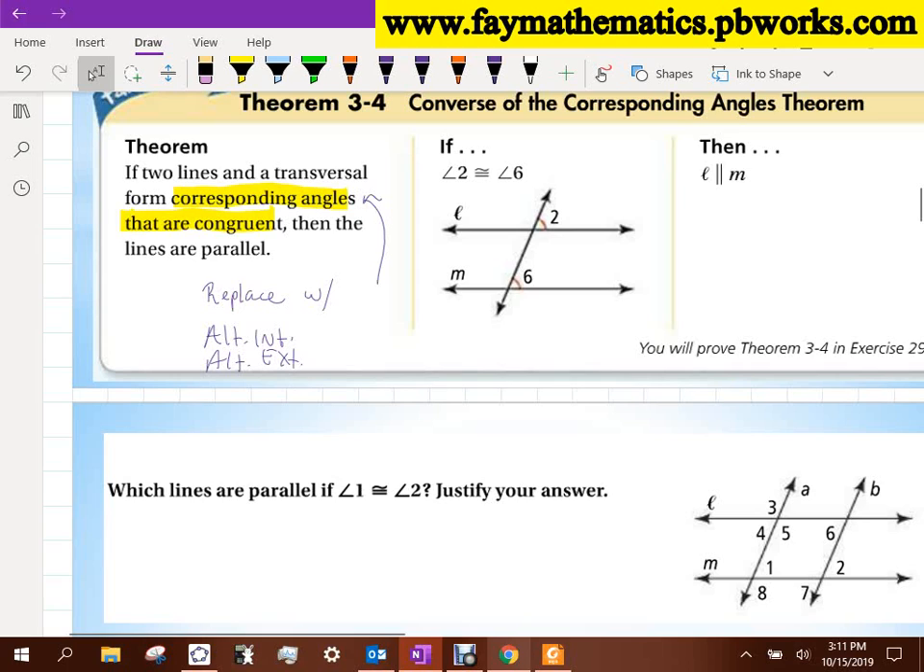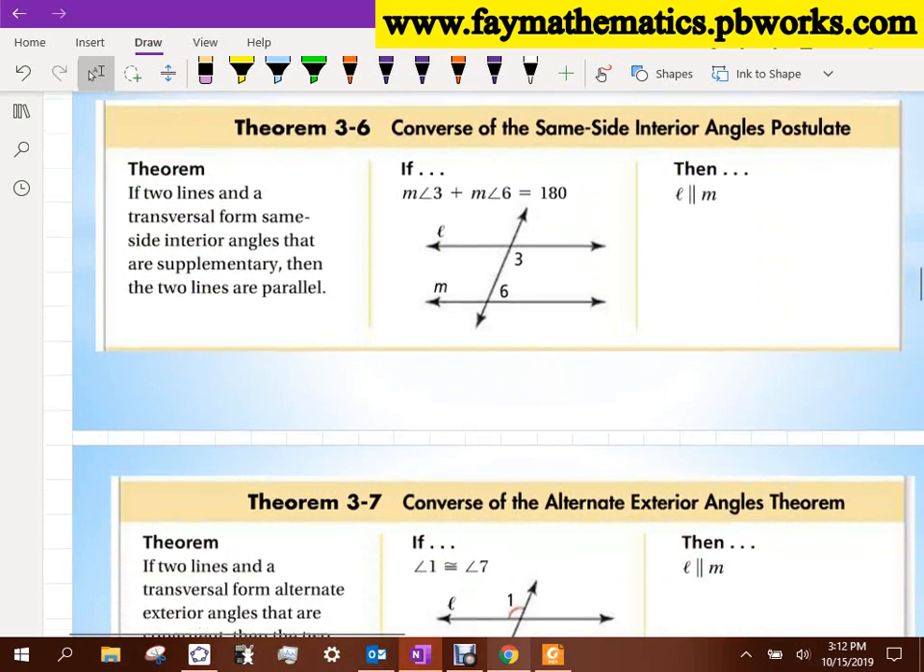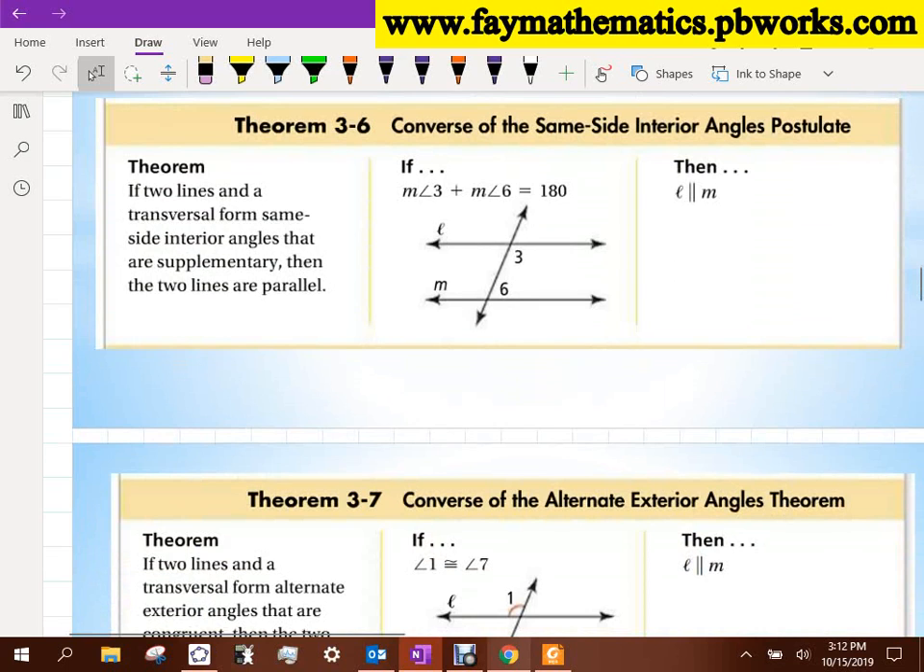There's one more statement. What do we say about supplementary angles? Or not, sorry, same side interior angles. What did same side interior angles have to be? Supplementary, right? So I'll put that one up here for you, and maybe you want to rewrite it, because it says something a little bit different than the other ones. It says if two lines and a transversal form same side interior angles that are supplementary, then the lines are parallel.